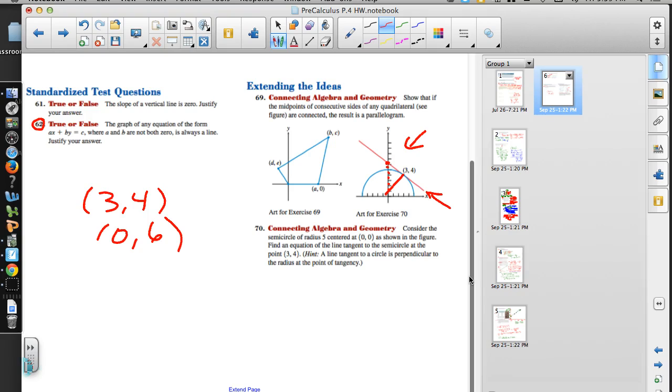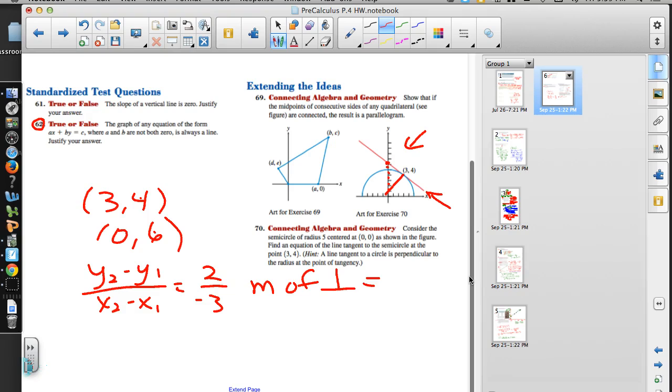So 6 minus 4 is 2, y sub 2 minus y sub 1 over x sub 2 minus x sub 1. Remember, it's slope, find the slope, average rate of change. y2 minus y1 over x2 minus x1. So 6 minus 4 is 2, 0 minus 3 is negative 3. So the slope that we have right here is negative 2/3. But what we want is the slope of the perpendicular, which means the opposite and the reciprocal, which would give us a slope of 3/2.